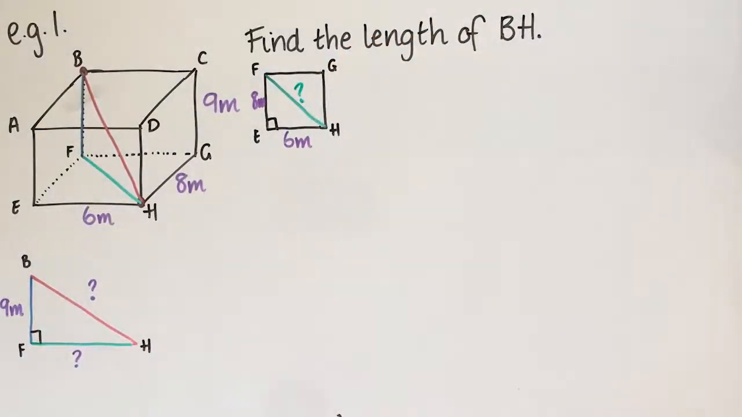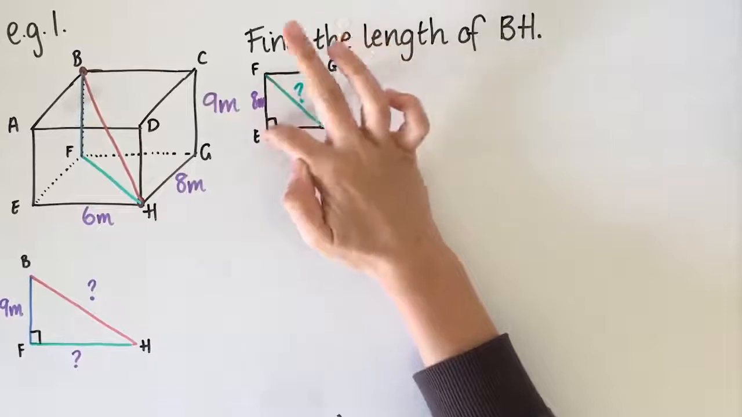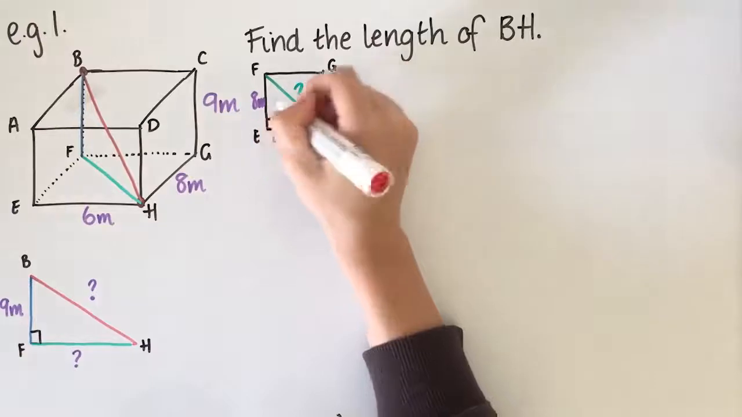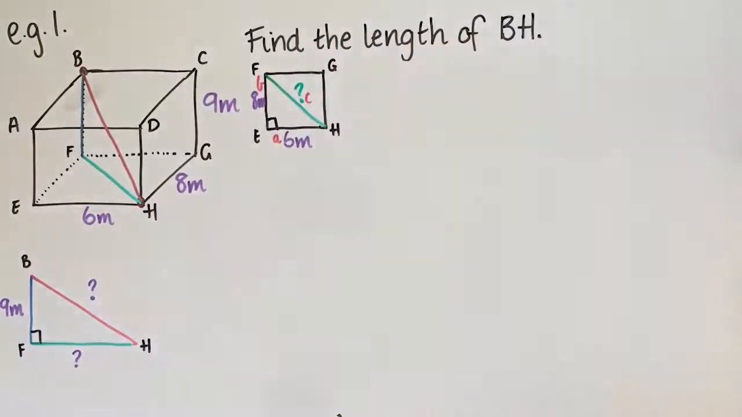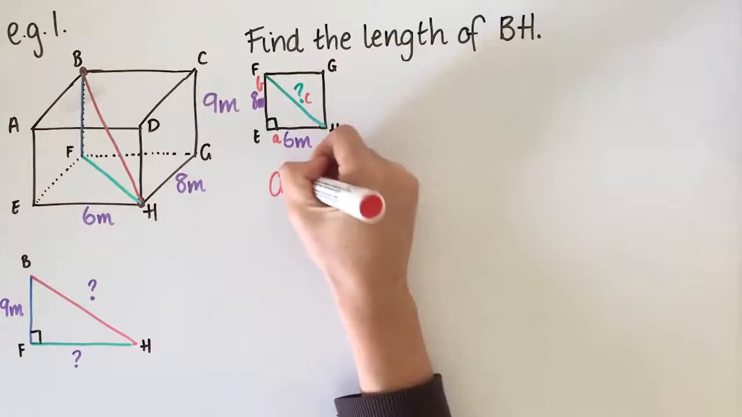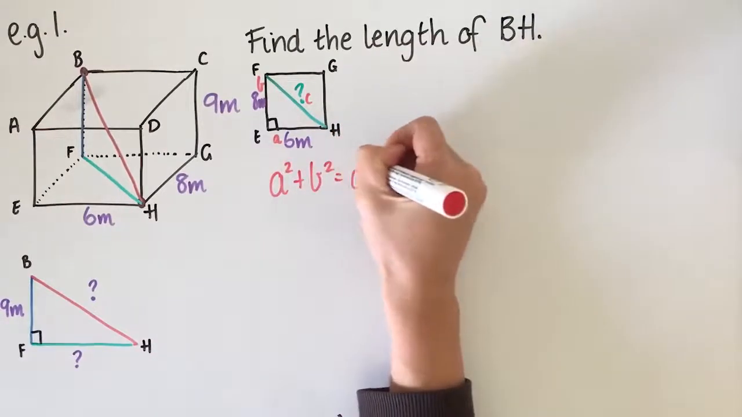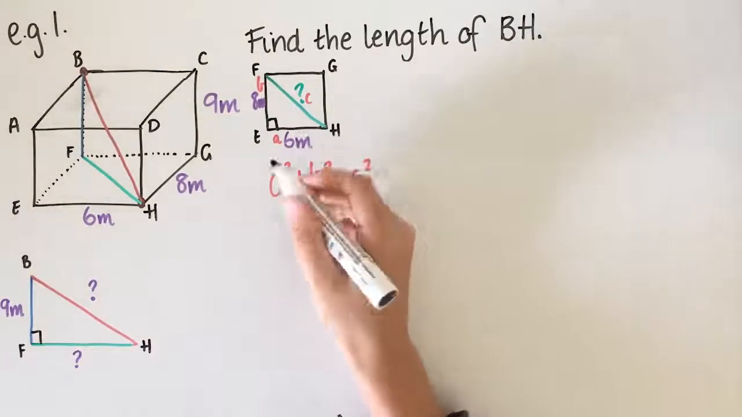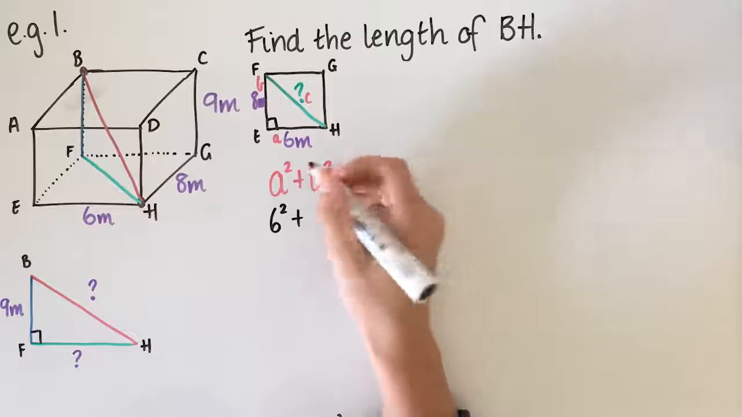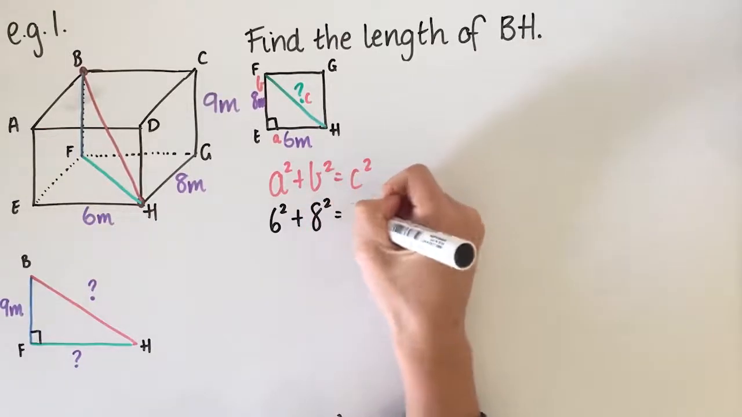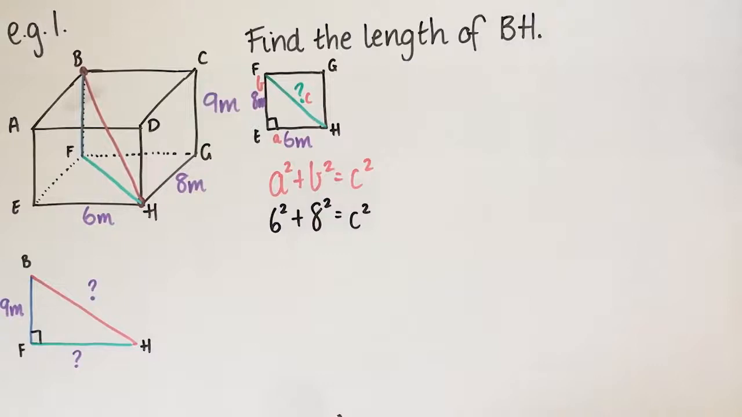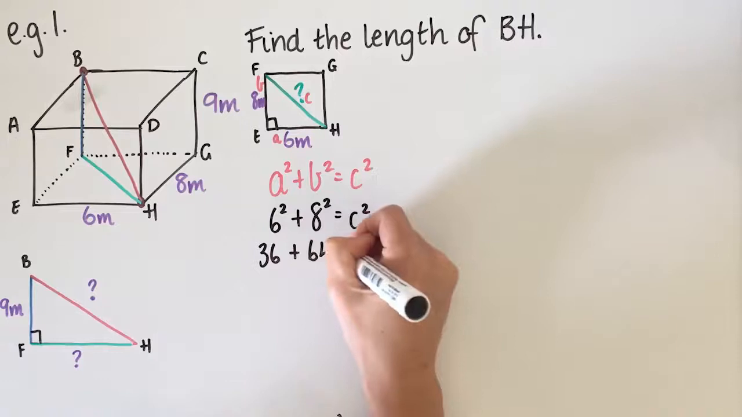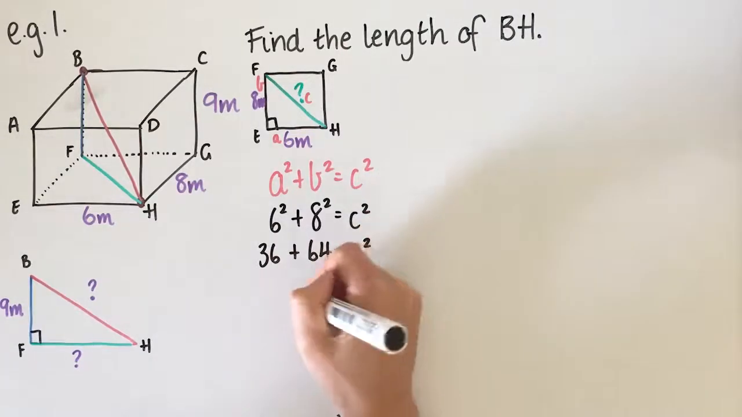Okay. So if we look at this triangle here, we can see it's a right angle triangle. If I'm to label my triangle, I've got an A and I've got a B and I'm trying to find C. So that's the formula I'm going to use. A squared plus B squared is C squared. Okay. So A is going to get changed to 6. B is going to get changed to 8. And then I know 6 squared is 36. And 8 squared is 64. Together they make 100.